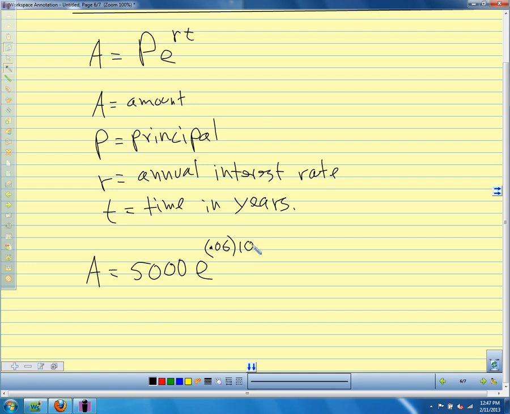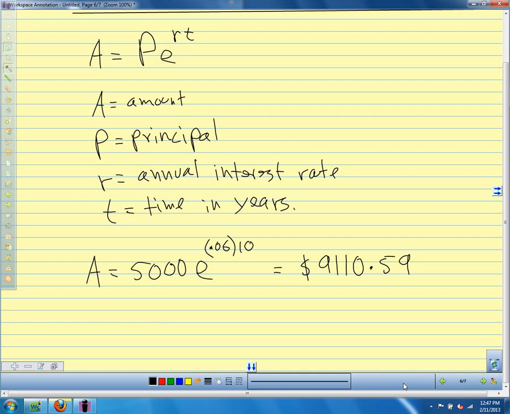There's a button in your calculator that does e to the exponent. And if we plug this into our calculator, we would get about 9110.59. So if we compounded our interest continuously, so we never stopped compounding the interest, after 10 years we'd end up with $9,110.59. So just slightly more than if we compounded daily, slightly more than if we compounded monthly, but still a little bit more. Any questions?